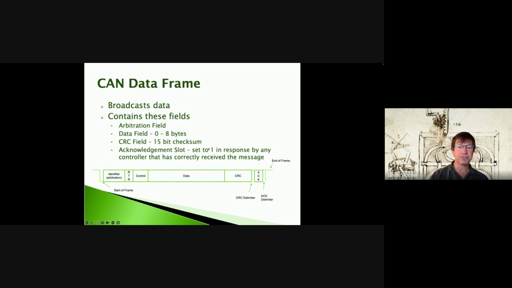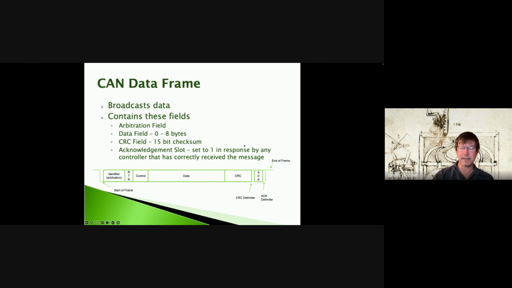It's a 15-bit checksum of most of these slots, obviously not itself, to make sure that not just data, but also the control information, everything is received correctly. And then there's an acknowledgement slot, right? So that's set to 1 in response by any controller that has correctly received the message. So you'll have a bunch of stuff coming back. So there's some delimiters there.